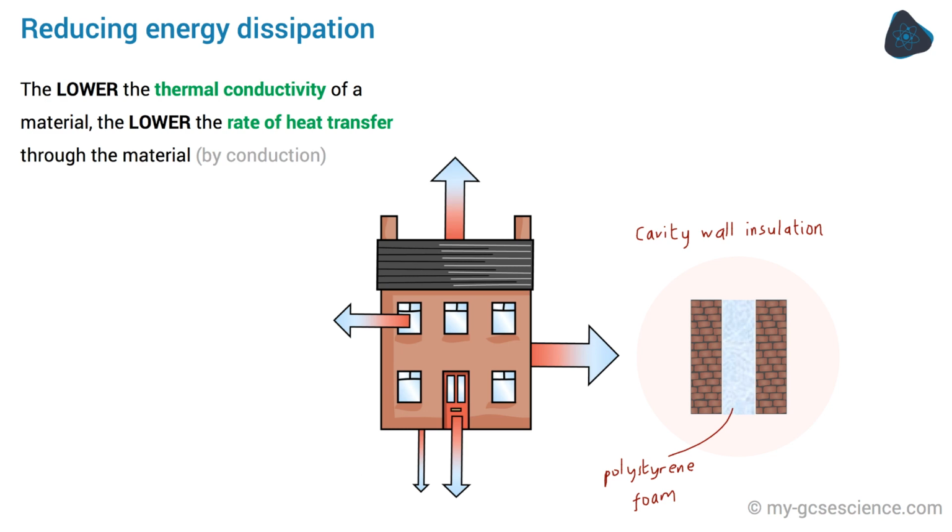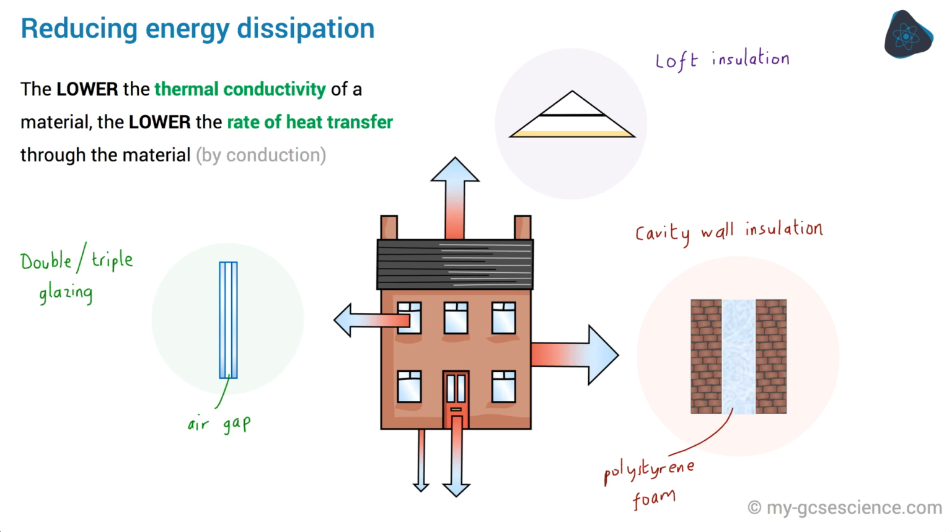Moving on, thermal energy is also lost from doors and floors. Installing draft excluders, carpets and floor insulation can help conserve energy. Double or triple glazing also reduces the loss of heat energy from a house. Air also has a low thermal conductivity. It's a good insulator, so having an air gap between the panes of glass in a window also helps conserve energy. Lastly, the large amount of energy that can be lost through the roof of a house can be reduced by the installation of loft insulation in the form of thick felt or fiberglass.